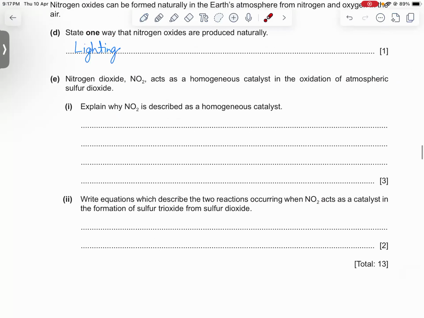Nitrogen dioxide, NO2, acts as a homogeneous catalyst in the oxidation of atmospheric sulfur dioxide. Explain why NO2 is described as a homogeneous catalyst. So what is a homogeneous catalyst? First of all, you have to explain what a catalyst is. You have to explain what a homogeneous catalyst is, right?